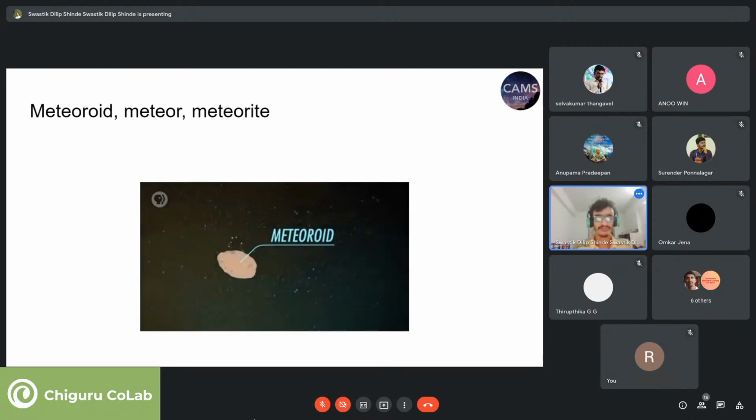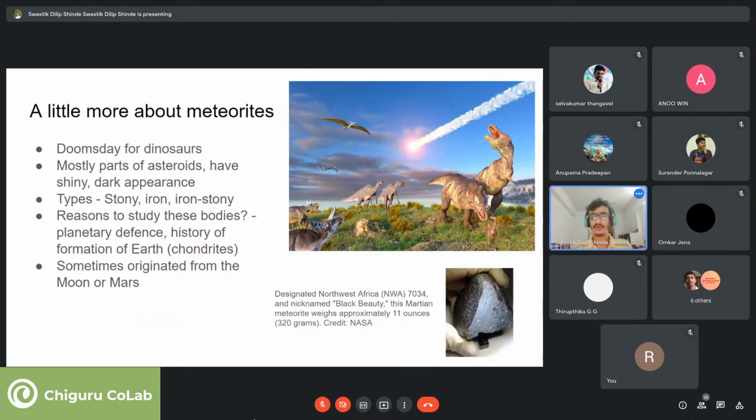I'll continue. So now the question is, why do we want to study meteorites? Let's take one example. Does anyone of you know how the dinosaurs died? Here in this image you can see, but I want to know from you guys.